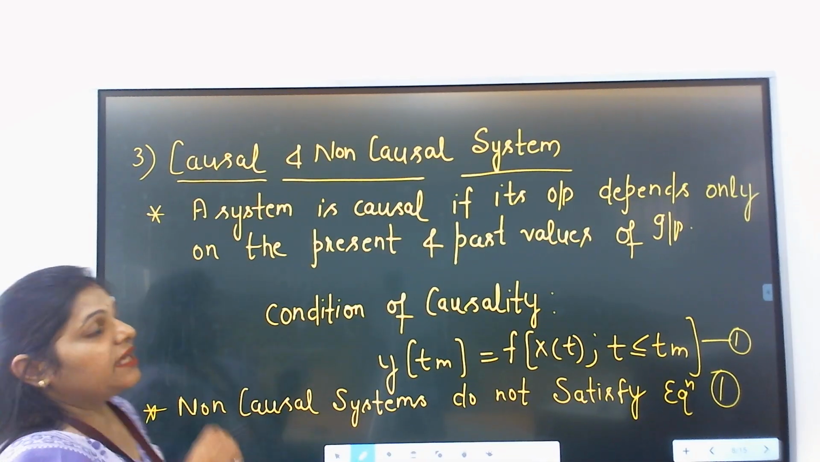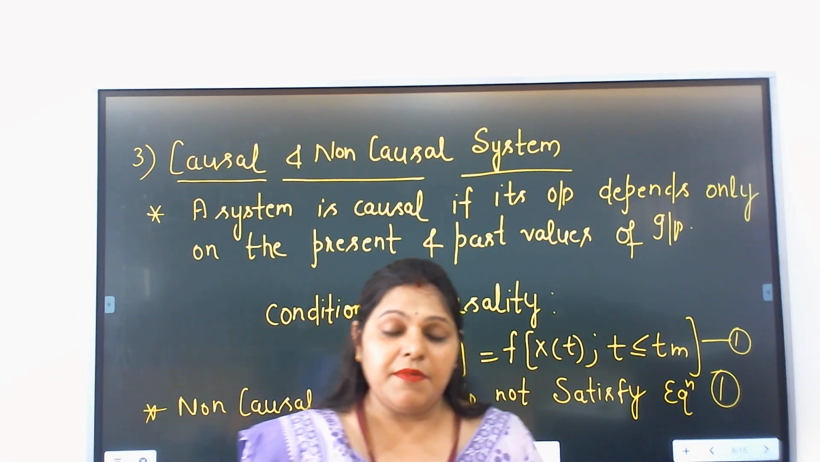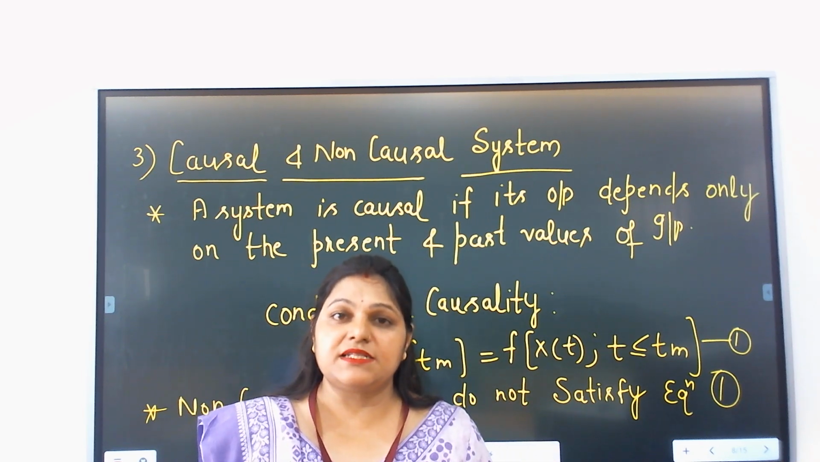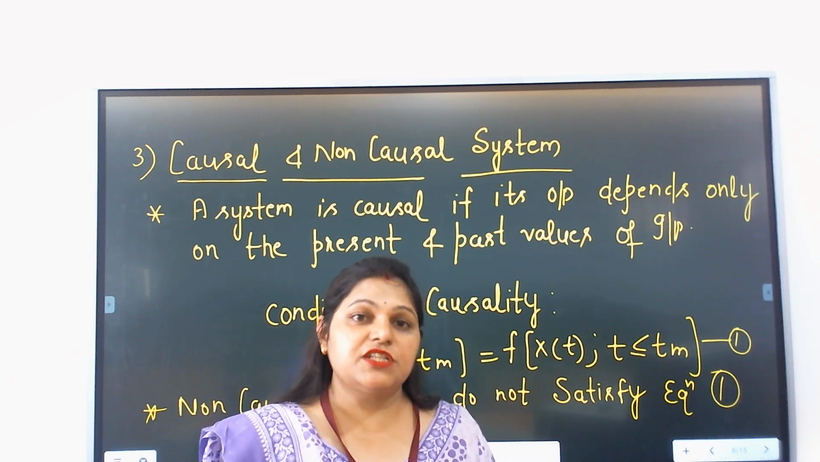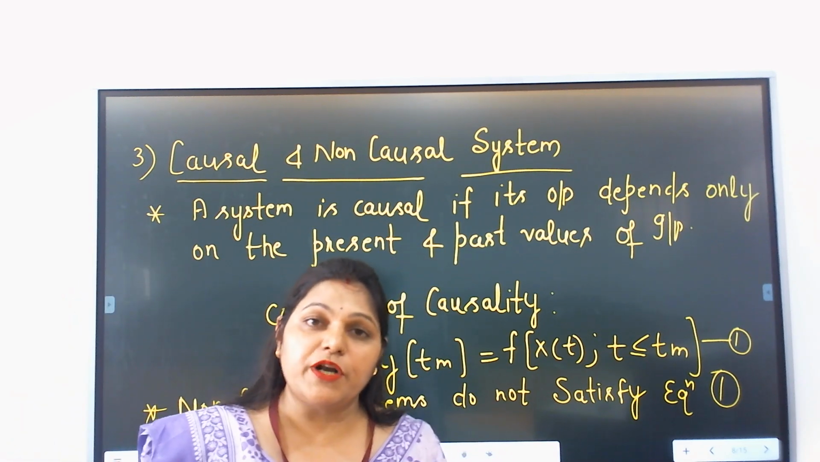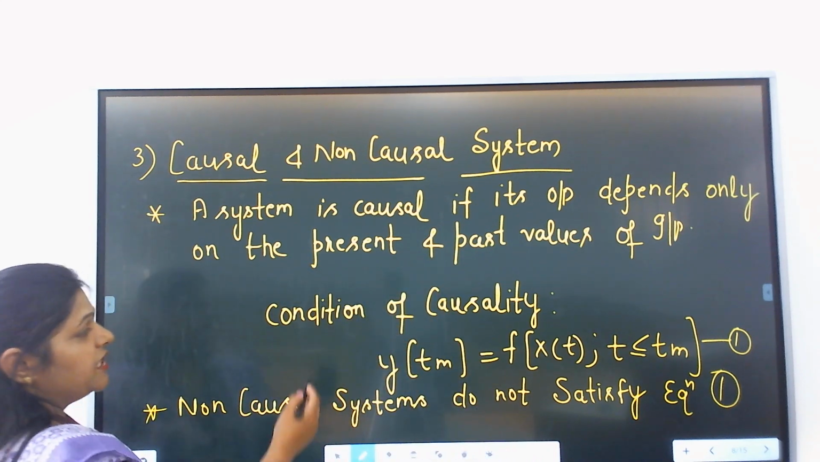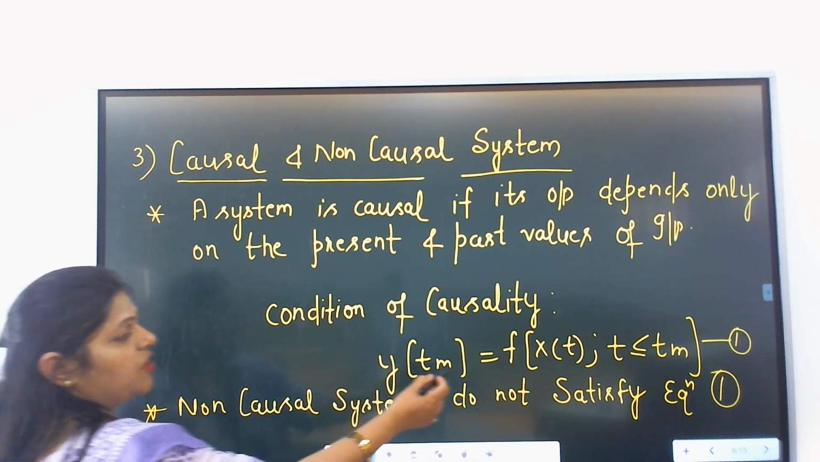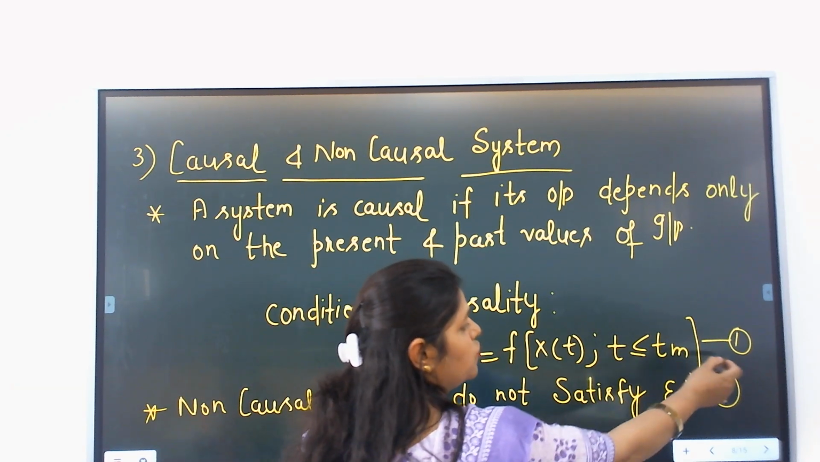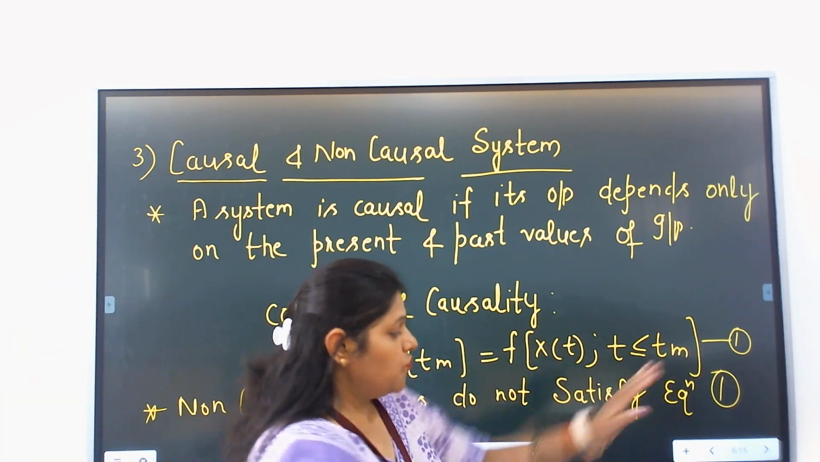Next is causal and non-causal system. A system is said to be a causal system when the output depends on present and past values of input. That is called a causal system. A non-causal system is when the output depends on future values of input. The condition of causality is y(tm) equals function of x(t) when t is less than or equal to tm. A non-causal system does not satisfy equation 1.